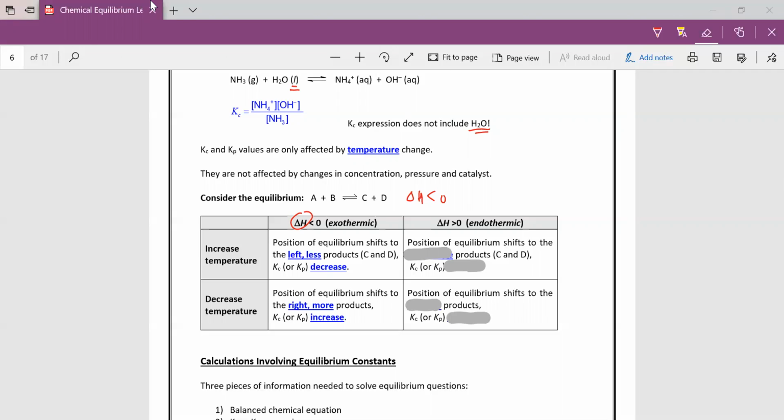So if we talk about an endothermic reaction, and we increase the temperature, obviously the position of equilibrium is going to shift towards the right, and then we will get more of the products, and our Kc or Kp value will actually increase. The position of equilibrium will shift to the left if we decrease the temperature.